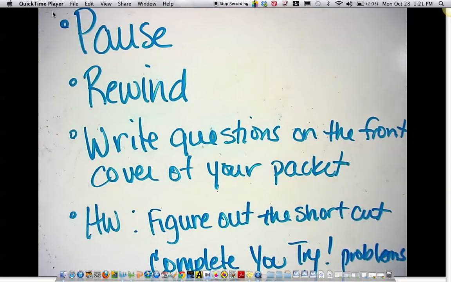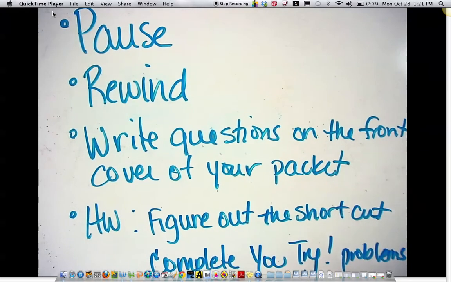Multiplying fractions. Today, we are going to continue our quest on multiplying fractions. This time, we're going to be multiplying mixed numbers by whole numbers. Mixed numbers by whole numbers. So you're going to need your packet, a couple colors again.